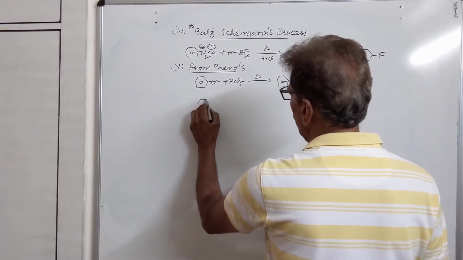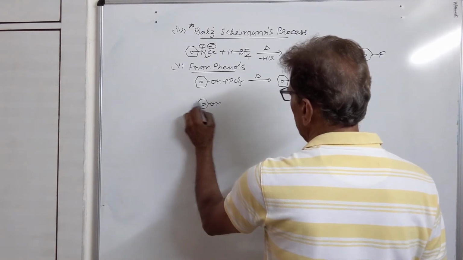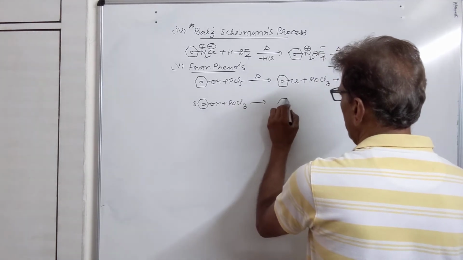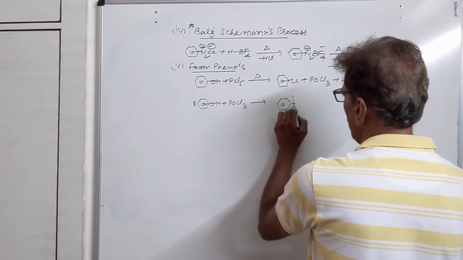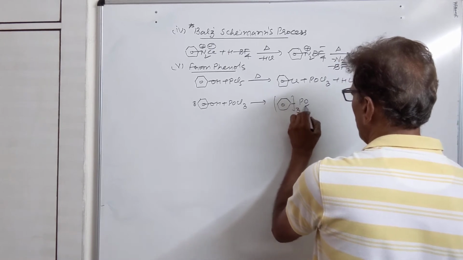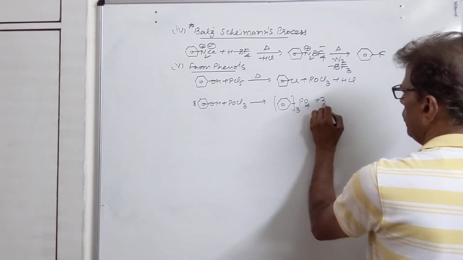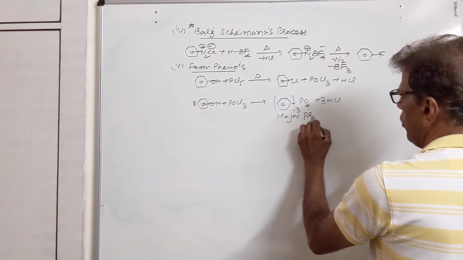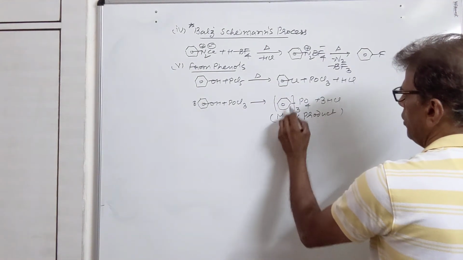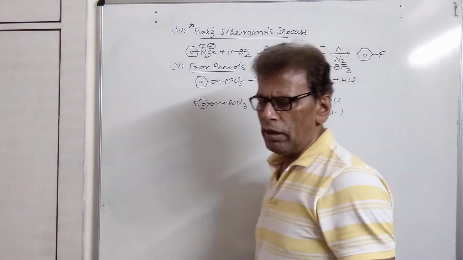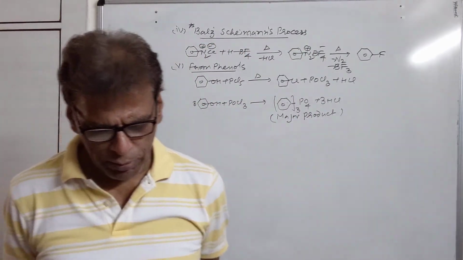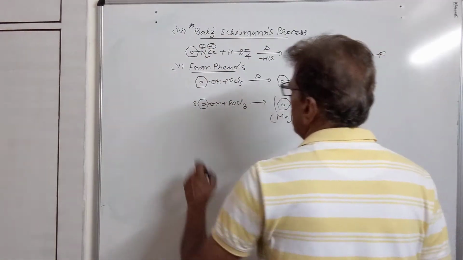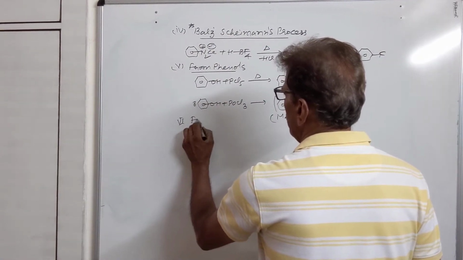The POCl3 so produced will combine with 3 molecules of phenol and will give you triphenyl phosphate, plus 3 molecules of HCl are produced here. So this is the major product, this is the drawback. We wanted only chlorobenzene, but along with that we are getting triphenyl phosphate as a major product, which is not good for our preparation. Then we have the sixth process from aniline.